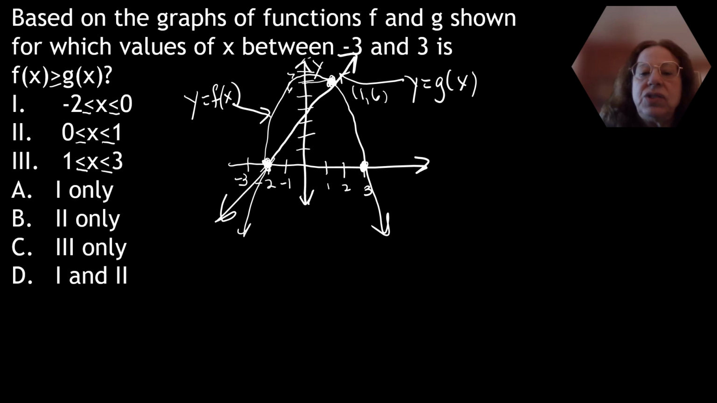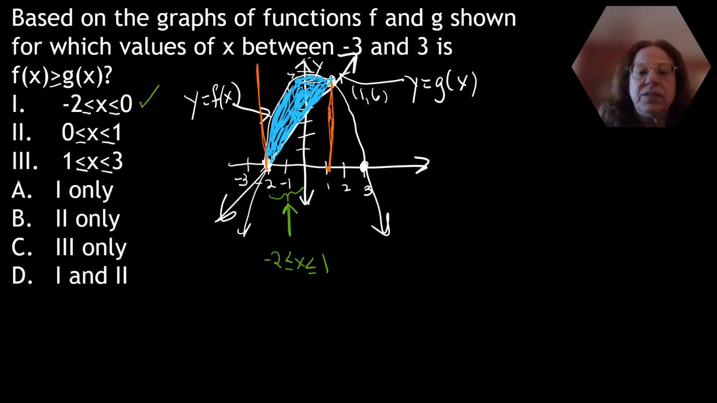And then f of x, which is the parabola, goes through (3, 3). But they're only looking for which values of x between -3 and 3 is f of x larger than g of x. And if you look on the graph, it's between -2 and 1, where that parabola goes above the line y equals g of x. So let me color that in for you. There it is. And let's look at each possibility.